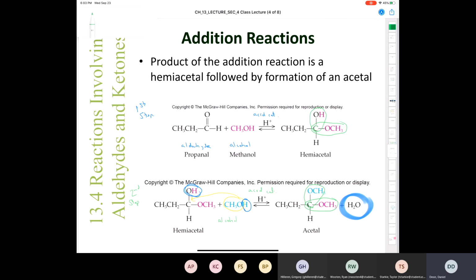And you might be wondering, why is this so important? What do I have to know about hemiacetals and acetals? Well, one of the reasons is because later on in this class, we'll do an entire chapter devoted to carbohydrate chemistry, just carbohydrates. And we'll see several hemiacetals and a few acetals show up in that chapter.